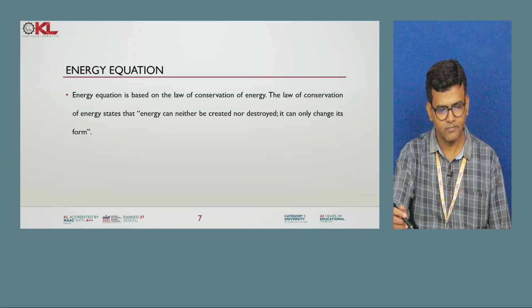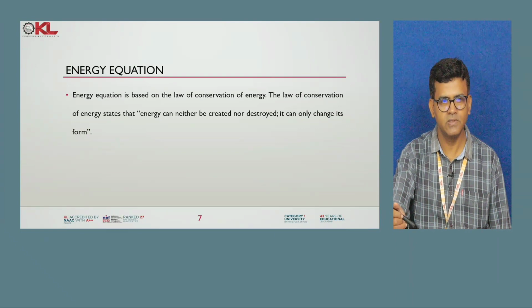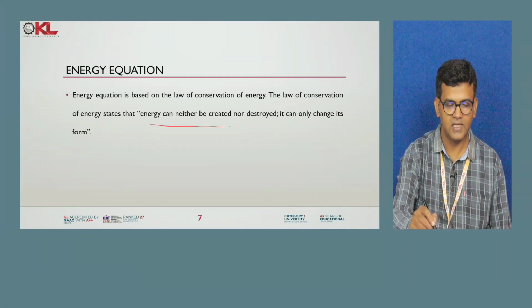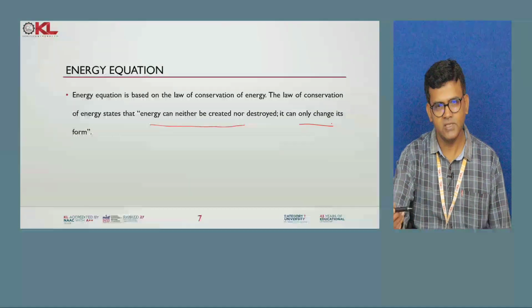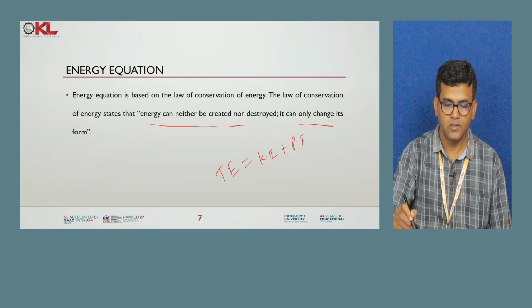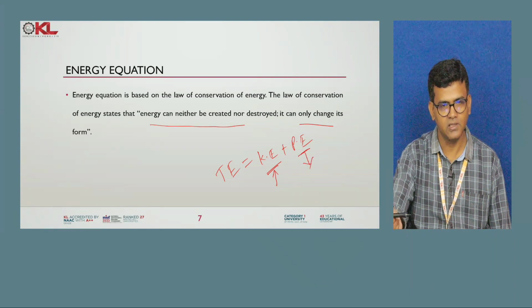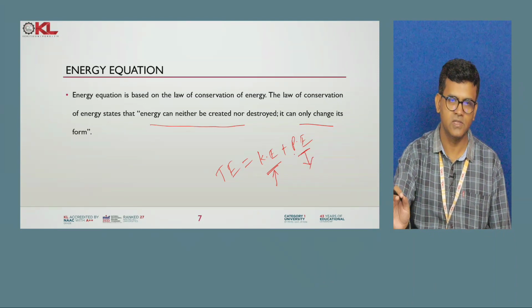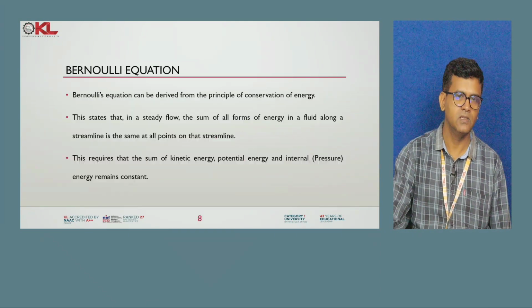Energy equation, it is based on the conservation of energy. The law of conservation of energy states that energy can neither be created nor be destroyed. It can only change forms. Suppose total energy is the sum of the kinetic energy and potential energy. So if one energy is reducing, the other energy may increase. So the sum will become constant, the total energy. That is the energy equation, conservation of energy.